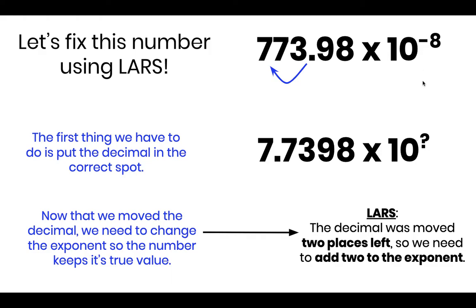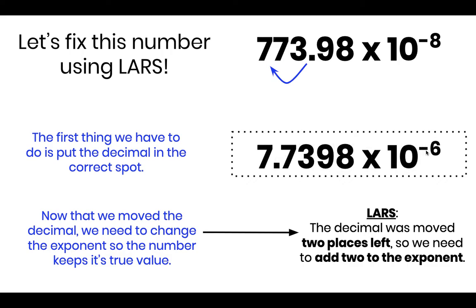So be careful when we're dealing with negatives, though. It's going to be negative 8 plus 2. We have opposite signs, so we need to subtract. So 8 minus 2 is 6. There's more negatives in it, so our answer is going to be negative 6 for our exponent. So our total answer, the correct form of scientific notation, is 7.7398 times 10 to the negative 6. Don't be afraid to use your calculator on this. Negative 8 plus 2.